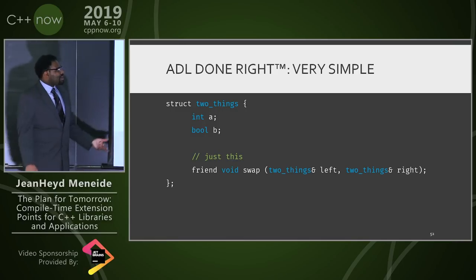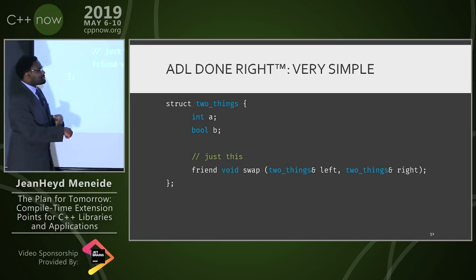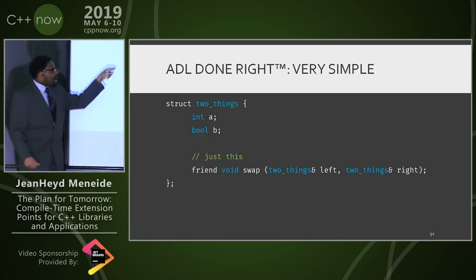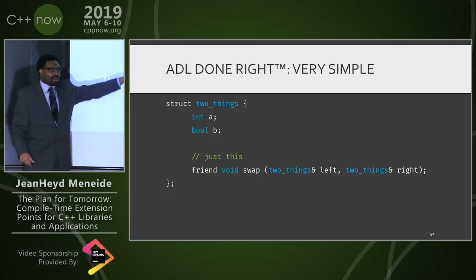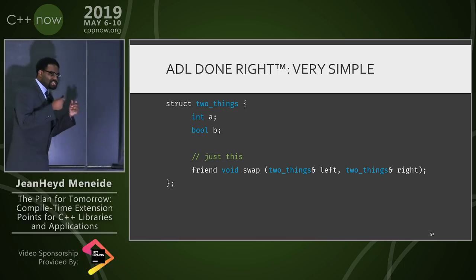And so for ADL, right, you can do things like just define a friend free function that takes your two types and just swaps them, right? And it'll find it, right? And it's very simple, right? I can put DLL export on top of this function and export it, right? It's very simple. There's no templates in the way, right? It's exactly what I need, right?